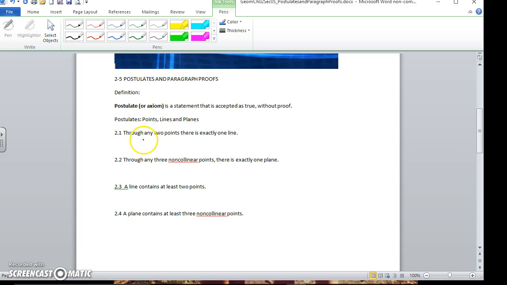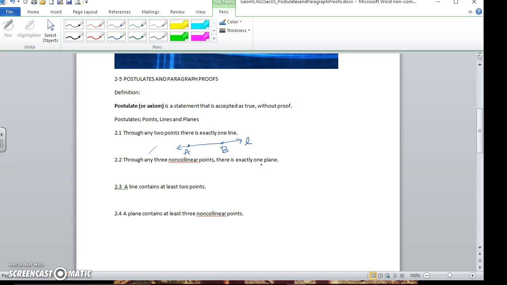So 2.1: through any 2 points, there's exactly one line. If we want a little picture, you can draw 2 points and call those A and B, and there is only one line that you could draw through those 2 points. Now, if you have more than 2 points, of course, you can draw different lines through them. But line L here would be drawn through points A and B.